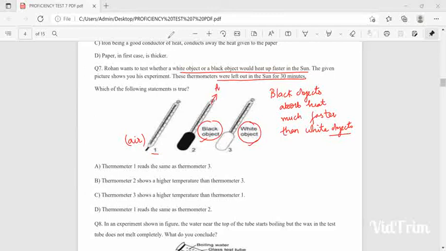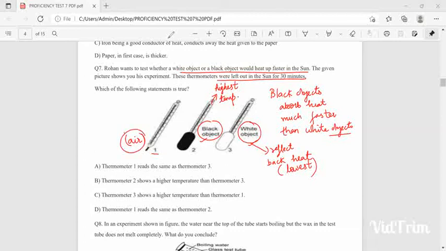A white object, or bright objects, will reflect back the heat. So in thermometer 3, the temperature recorded will be the lowest. And thermometer 1, which is placed in air, will have a temperature in between the other two thermometers.